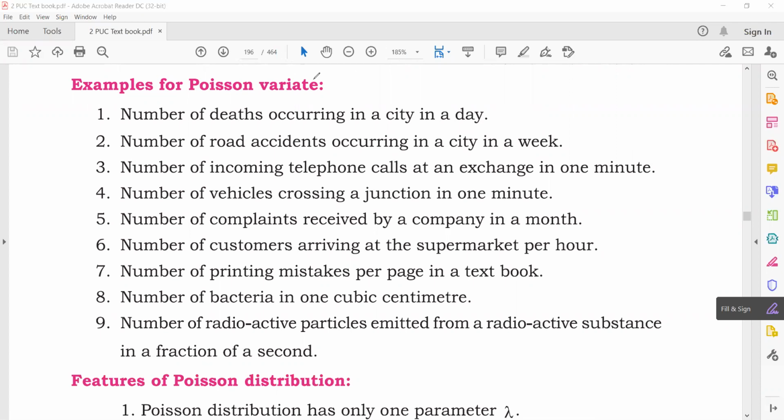So in this case, we say the variable follows a Poisson distribution if... Okay, first example: the number of deaths occurring in a city in a day. Now you cannot exactly tell whether the deaths will be 10 or 20 in a day, but the possible values could go on like 0, 1, 2, etc. So you cannot give the maximum deaths in a day.